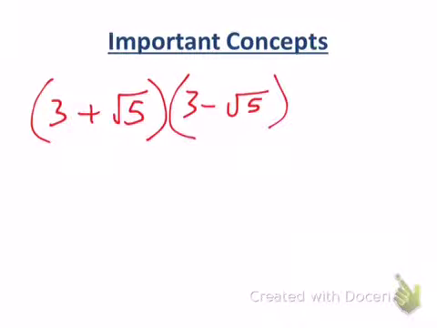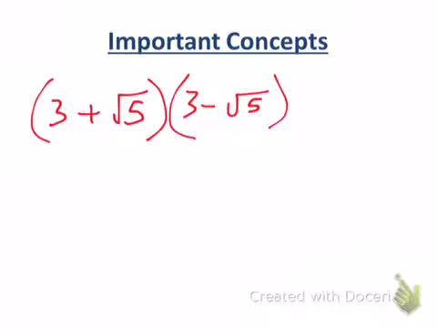Now keep in mind, what we're doing here is called rationalizing the denominator, which means we want to get rid of any irrational expressions from the denominators of our fractions. No radicals, no square roots, no cube roots. We can't have any of that left.